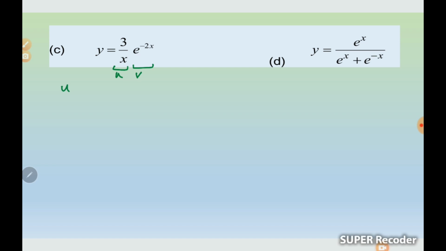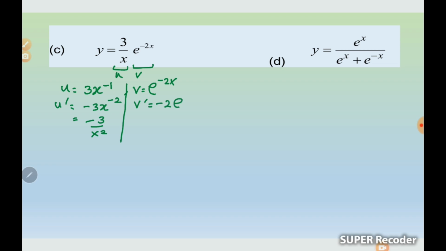Okay, so we write first u equals 3 over x. I change it to 3x to the power of negative 1. So u prime equals negative 3x to the power of negative 2. Then I simplify to get negative 3 over x squared. Okay, what about v? v equals e to the power of negative 2x. So v prime equals negative 2 times e to the power of negative 2x.